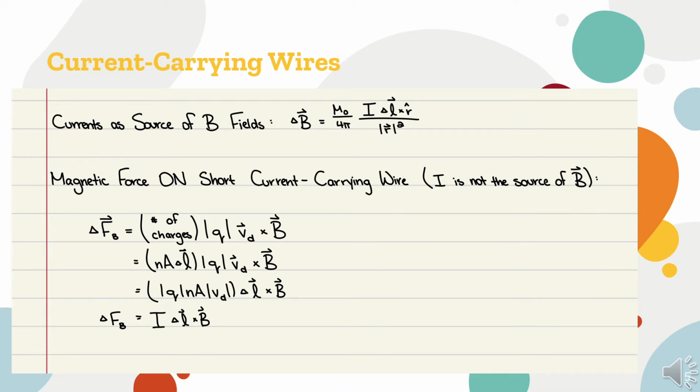Again, skipping back to reviewing the equation of currents as the source of the magnetic field B, we progress to looking at the magnetic force on a short current-carrying wire. It's important to note that I is not the source of B. This time we set up an expression for delta F of B. That wraps up the first video. Let's move on to the second.